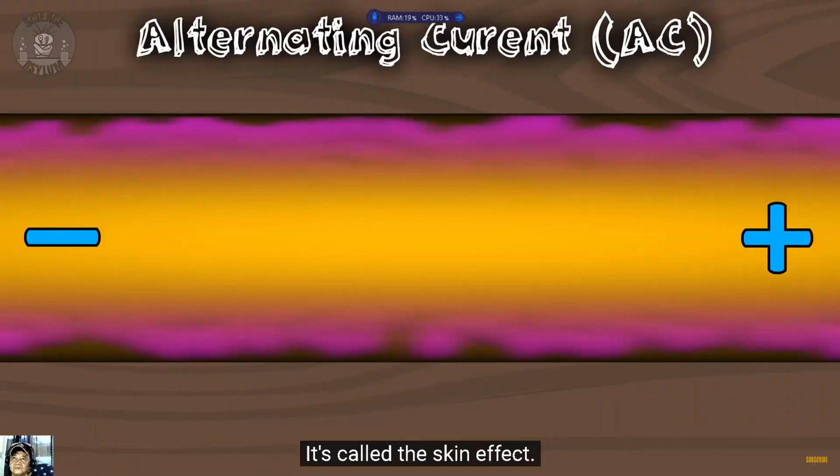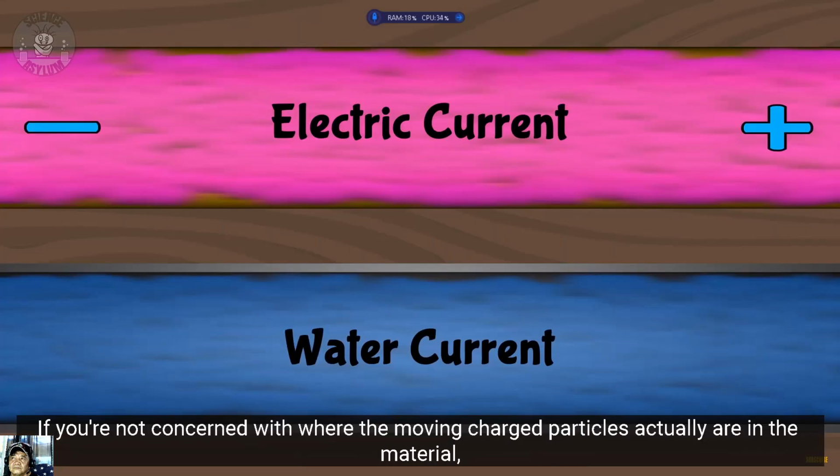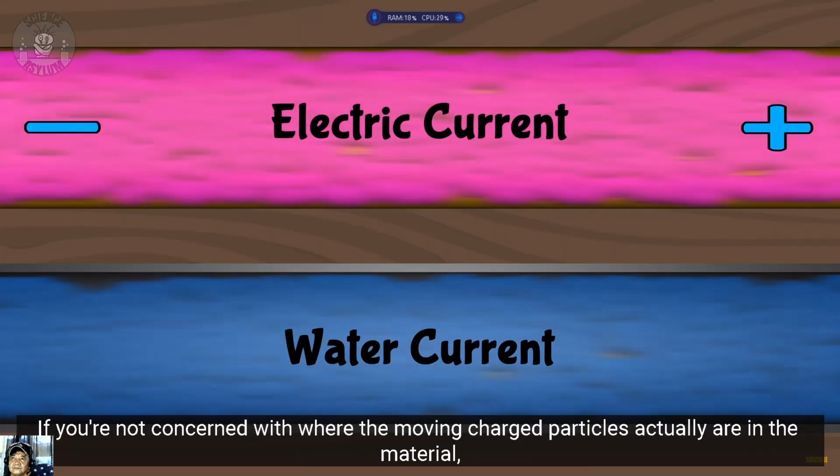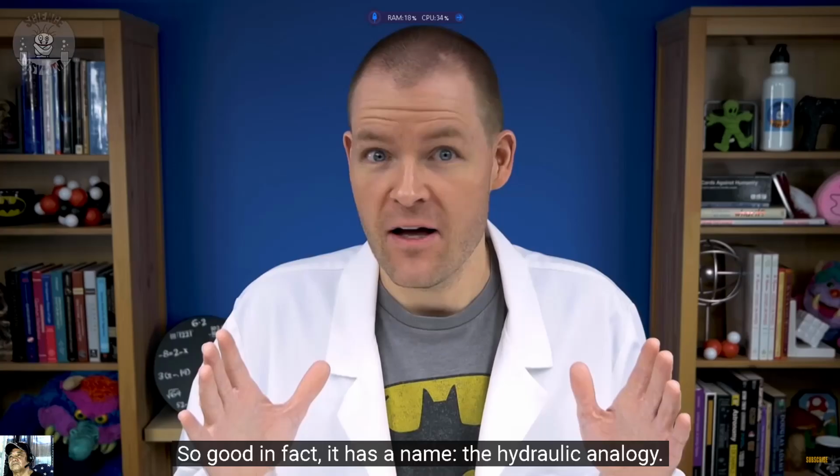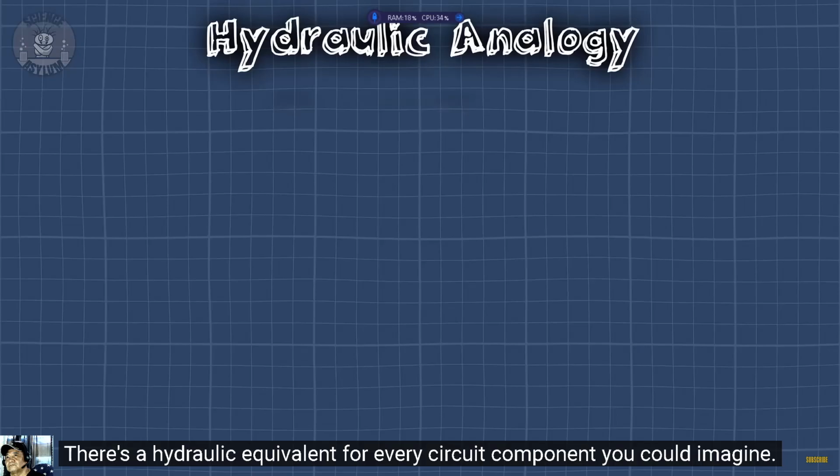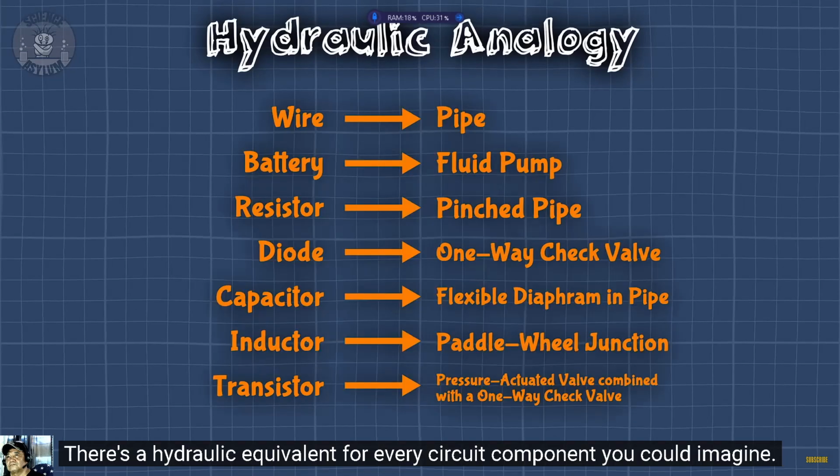What was the original question again? Does charge flow like water? Right, yeah, kind of. If you're not concerned with where the moving charged particles actually are in the material, then water flow is a good analogy for electric current. So good, in fact, it has a name, the hydraulic analogy. There's a hydraulic equivalent for every circuit component you could imagine. It's kind of fascinating.